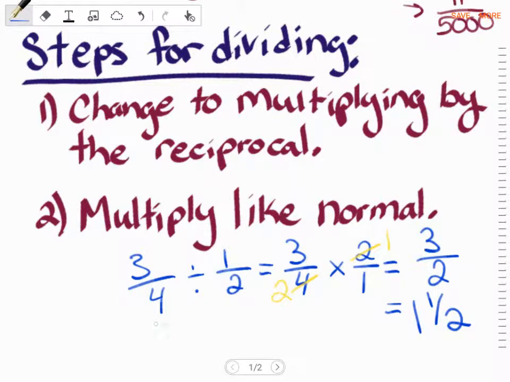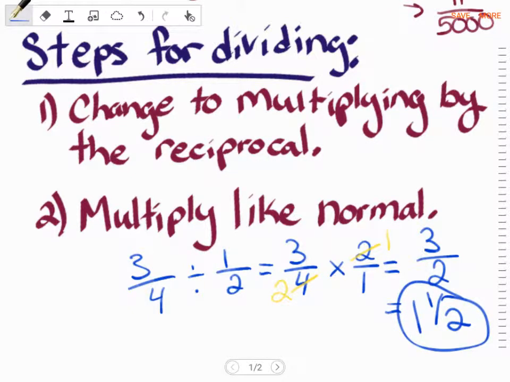So if you look at our steps for dividing, the first step was to change our division problem to a multiplication problem. We changed it to multiplying the first fraction by the reciprocal of the second fraction. So we did that. And then after that, all you have to do is multiply like normal. It is just a normal multiplication problem. And then when you're done, go ahead and change it to a mixed number if you can, and then you're done. You just circle your answer and move on.